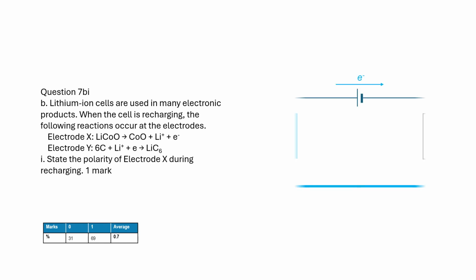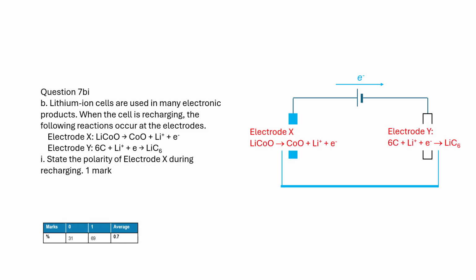Think of electrical power as an electron pump. The positive terminal acts like the intake, pulling electrons away from the reductant, while the negative terminal acts like the output, injecting electrons into the oxidant. Therefore, during recharging, if electrode X loses electrons, undergoes oxidation, it should be connected to the positive terminal of the power supply.